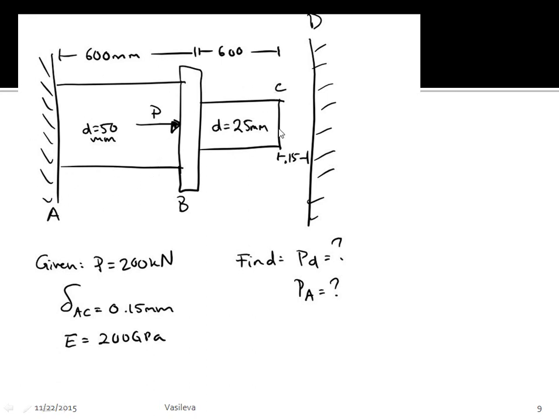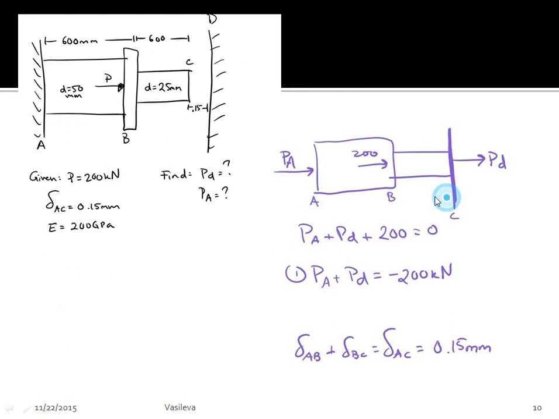And eventually C is going to expand because of the force and end up touching this wall D. So we're given that P is 200 kilonewtons. Displacement AC is 0.15, which is this point right here. This is what C will end up moving once it touches the wall. And then we have E equals 200, and our goal is to find reaction forces A and D. So A is going to be here, D is going to be here.